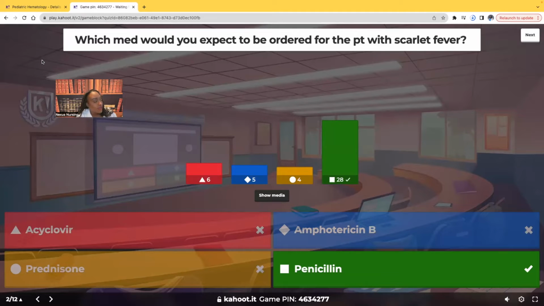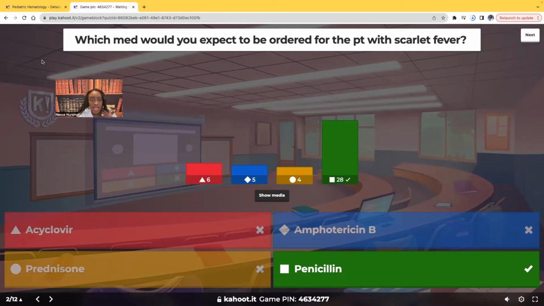Do you guys know on the live? Type in your answer in the live. Patient's got scarlet fever, you expect penicillin to be ordered, but when you look at the patient's chart, you see that they're allergic to penicillin. What do you expect to be ordered as an alternative? Very good, erythromycin. Very good.